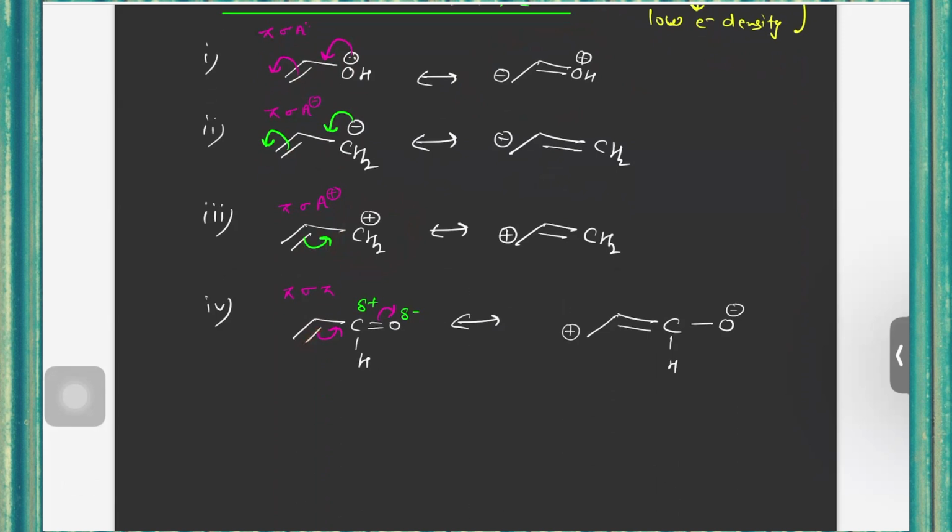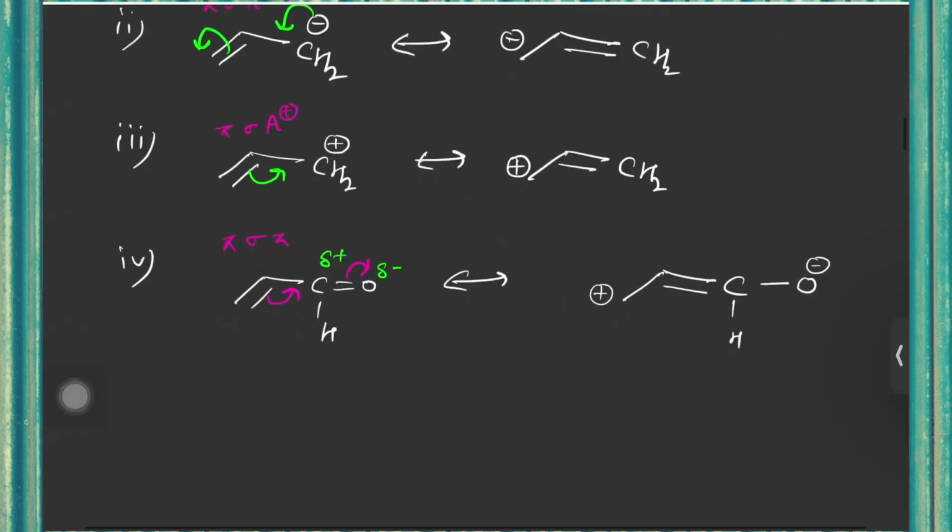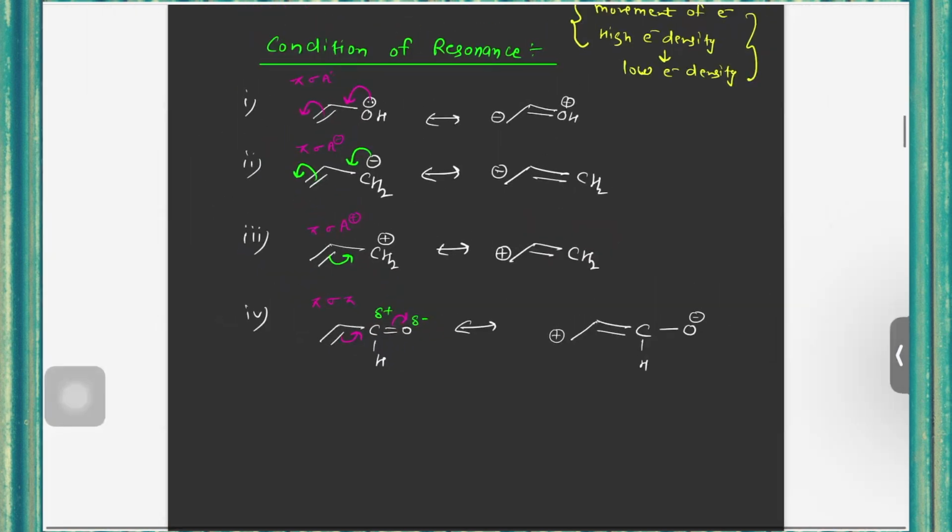In that case, where we have to move the pi bond, we can see where the positive charge is present. Actually, the electron movement will take place from high electron density to low electron density. So here the carbon is having partial positive charge. So electron will move from this pi bond towards this C double bond, right? Because it is having positive charge. Why is it having positive charge? Because the oxygen is more electronegative.